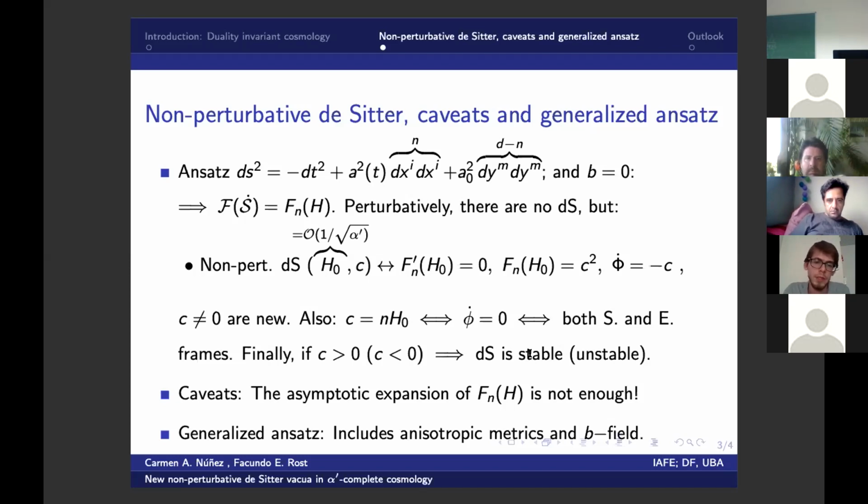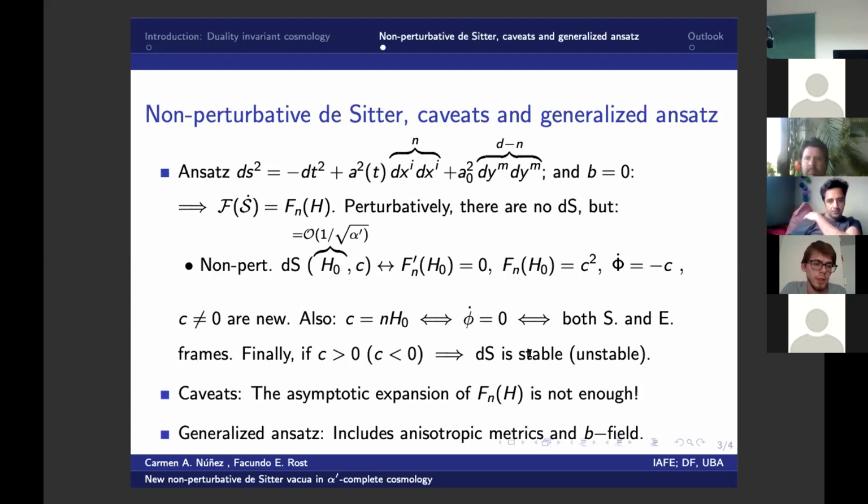And perturbatively, there are no de Sitter solutions, but we found non-perturbative de Sitter solutions described by this constant Hubble parameter, H0, and this constant C, which is basically the time derivative of the generalized dilaton. And we have these de Sitter solutions if and only if these conditions are verified. The solutions with non-constant generalized dilaton are new in the literature, and also we found a class of solutions with constant dilaton, which are de Sitter in both the string and Einstein frames, which is also something new in the literature. And finally, if the constant C is positive or negative, this de Sitter solution is stable or unstable, respectively.